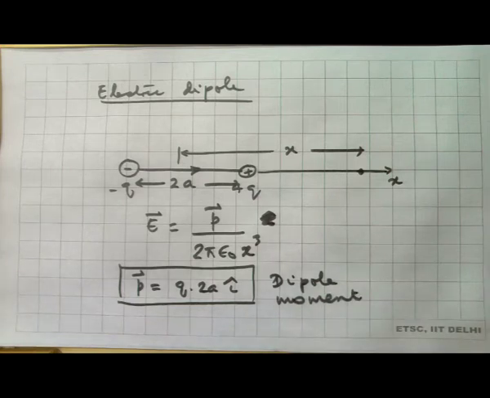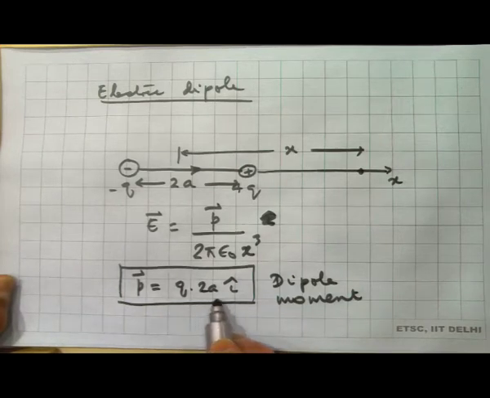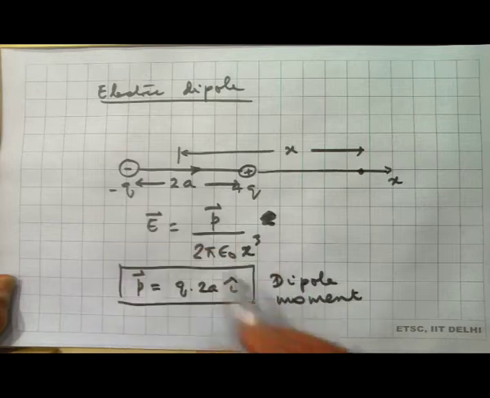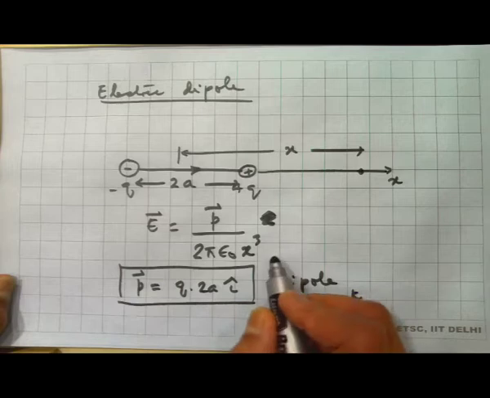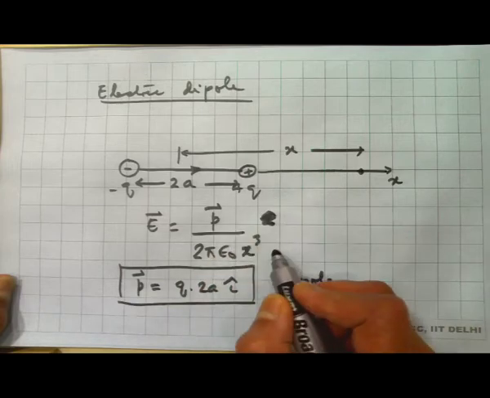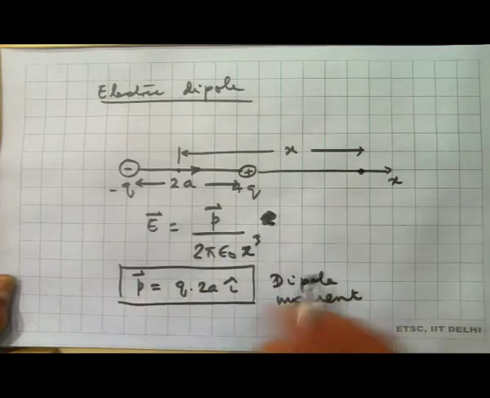Dipole moment is a characteristic of the dipole itself. It depends on the charges and it depends on the separation between the two charges. So, q times 2a is the magnitude of the dipole moment, and the direction of the dipole moment is along the line joining the minus charge to the plus charge. One thing to notice here is that the electric field decreases as 1 by cube of the distance from the center of the dipole to this point on the axis.